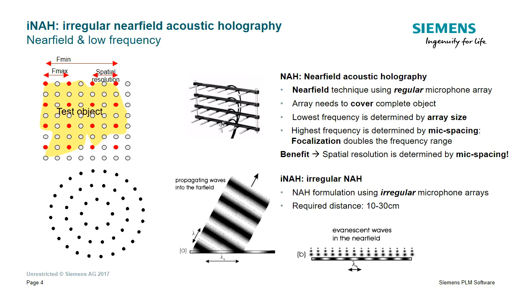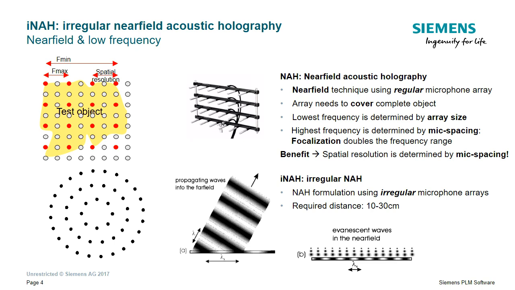Secondly, we need to cover the complete object. So if we have an engine of 1 meter, we really have to have an array which is 1 meter wide. Next to that, its lowest frequency is determined again by its array size, but its highest frequency is determined by the spacing between two microphones. So if we have a big object and we are interested in high frequencies, we need to have a big array with a lot of microphones. So that adds up to a very complex measurement task.